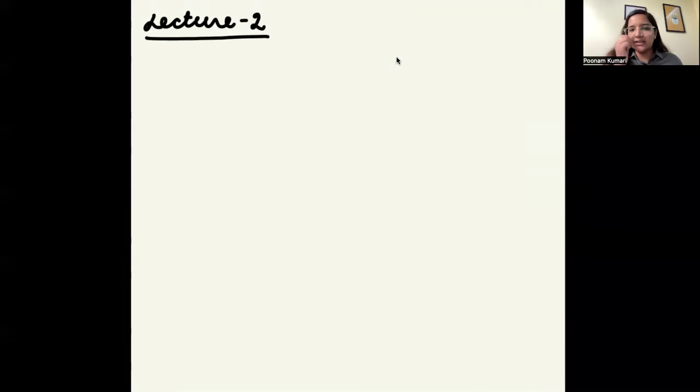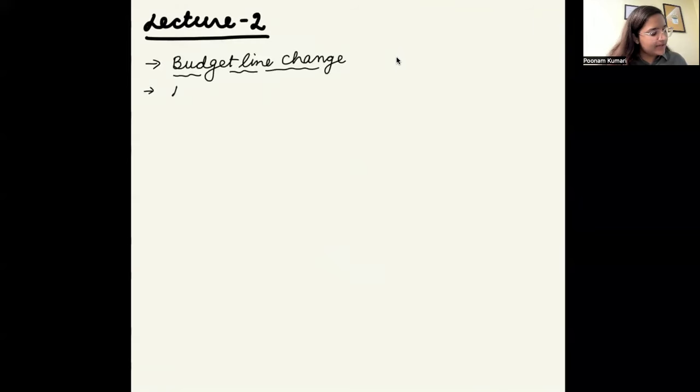So let's discuss the agenda for today's class. We've already started our discussion related to budget constraints, so we will continue with that. First thing we are going to understand is the budget line, how does that change? What are the things which could bring changes in the budget line? Apart from that, we will understand what is the concept of numeraire.